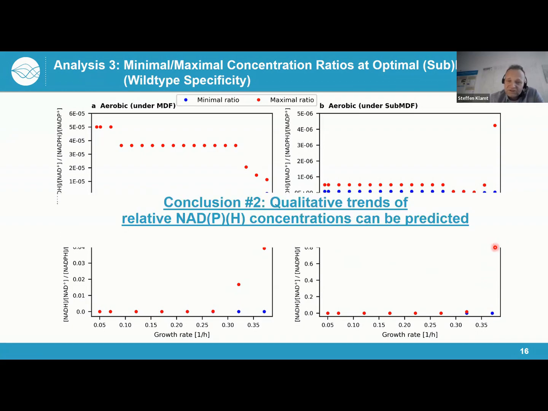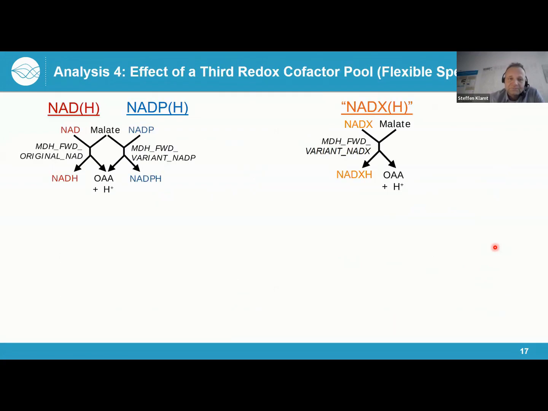Okay, so the conclusion here is that the qualitative trends of relative NAD and NADP concentration ranges can be predicted. So the next analysis that we did is that we want to see what would be the effect of adding now a third redox cofactor.